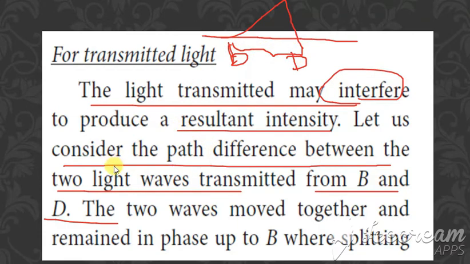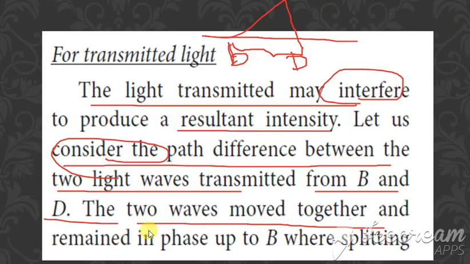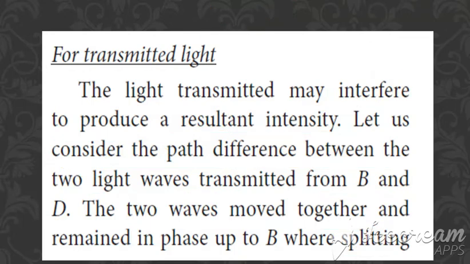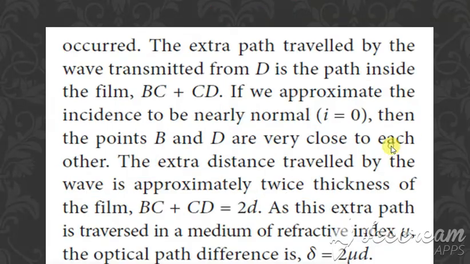We are considering that the two waves move together and remain in phase up to B. So here there are two waves moving together, and up to B it is the same; there is no change. Then after B it splits. The splitting occurs at the point B.